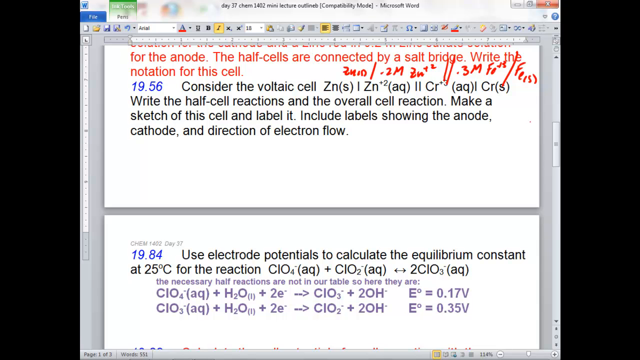So the most negative? Or oxidize means getting more positive. This is 0. That one's plus 2, oxidation state. So that's getting oxidized.